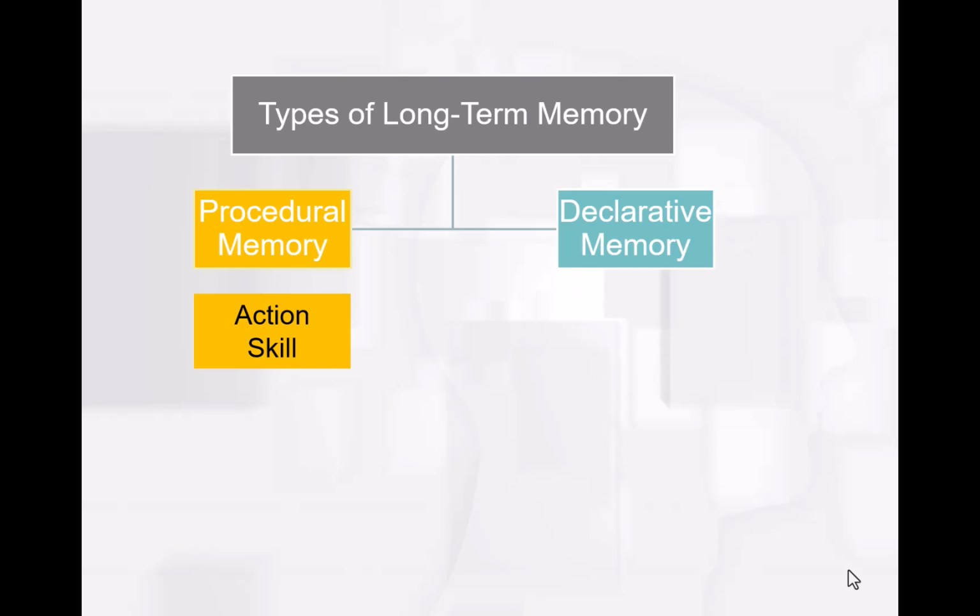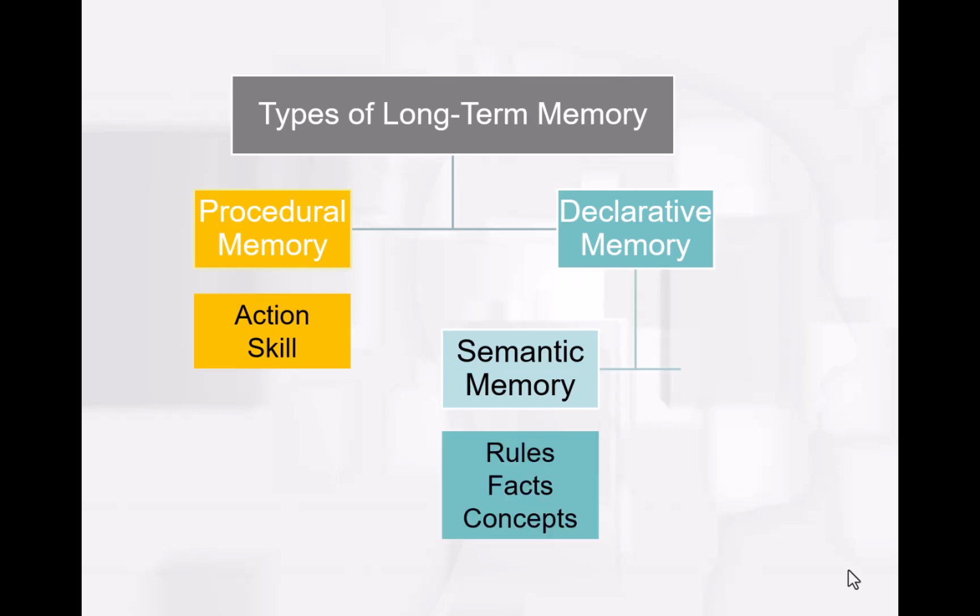Declarative memory, on the other hand, is I declare that I know something. And we're going to distinguish two types of declarative memories. So declarative memories can be a semantic memory. So a semantic memory is going to be a rule, a fact, or a concept. A rule like I before E except after C. A concept, a dog has a tail, 2 ears, it barks, it's soft, it likes to lick. That's a concept of a dog.